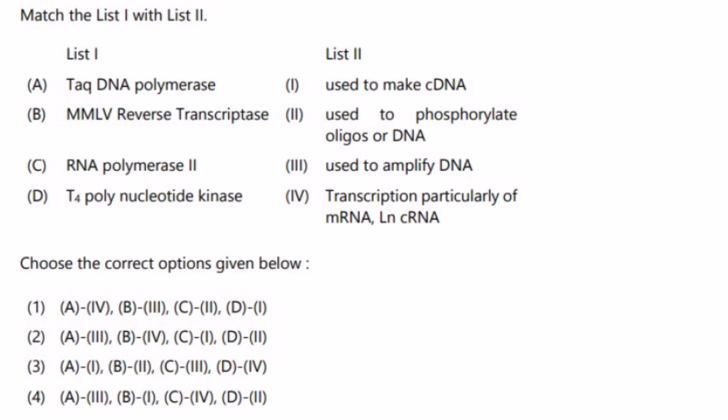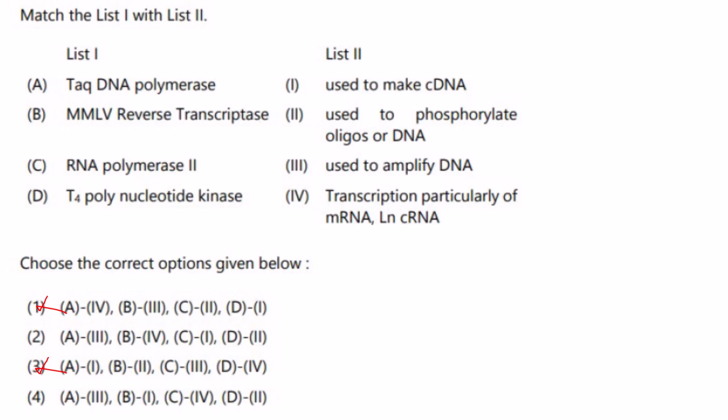So coming to the question. The question is with regard to match the following. Match list 1 with list 2. So Taq DNA polymerase, you know it is used in PCR for amplifying DNA. So A becomes 3, used to amplify DNA. A3 you can see in option 2 and option 4. So 1 and 3 we need not take into consideration.